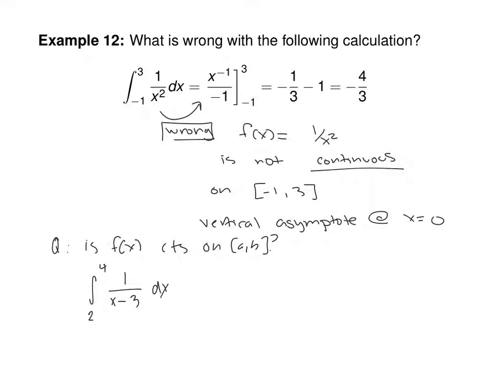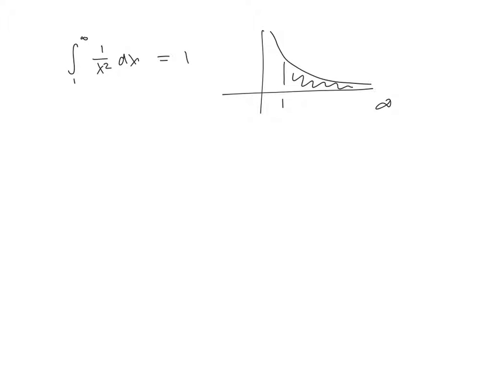Depends on how fast it goes to infinity. So, here's a kind of crazy related question. You can actually find the integral from 1 to infinity of 1 over x squared, like the area under the curve 1 over x squared from 1 to infinity. That actually is a finite number. I'm pretty sure that this equals 1, okay?